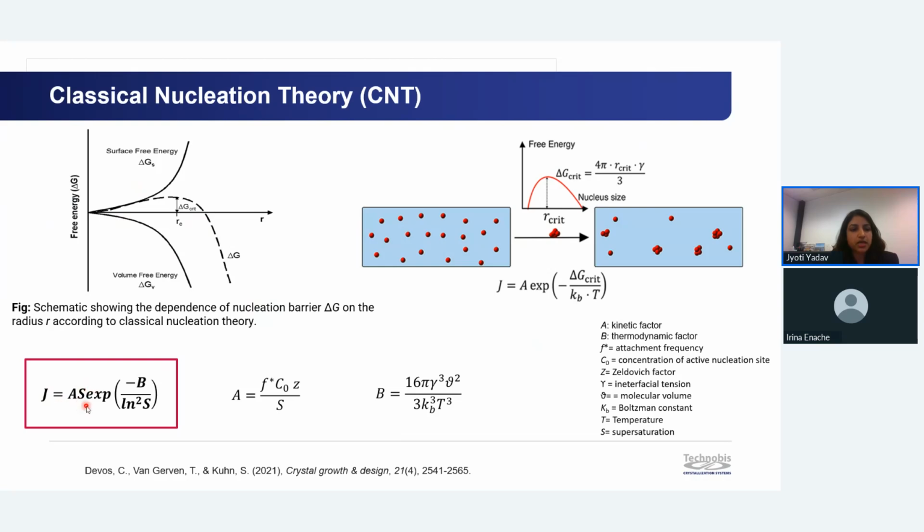Classical nucleation theory represents the nucleation rate according to this equation, which depends upon the supersaturation ratio S. A is the kinetic factor, which is represented by this equation, and it represents the number of active sites available to start the nucleation. B is a thermodynamic factor, which represents the minimum energy required to start a nucleation.